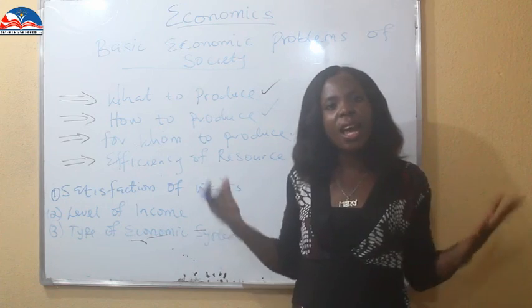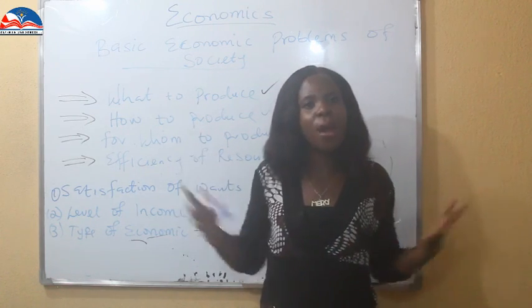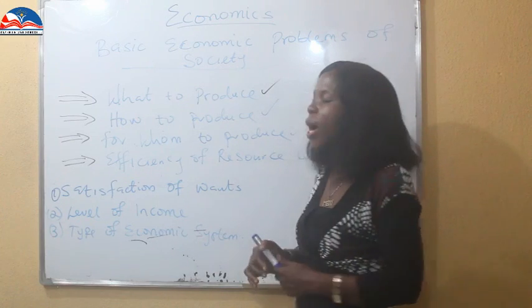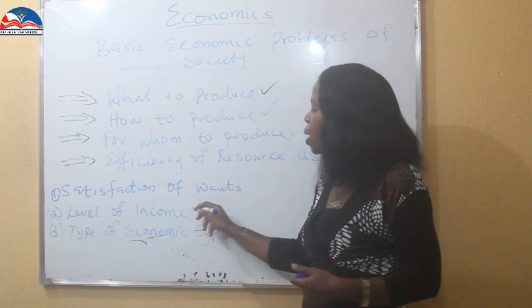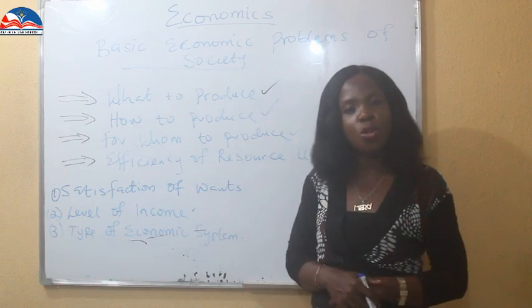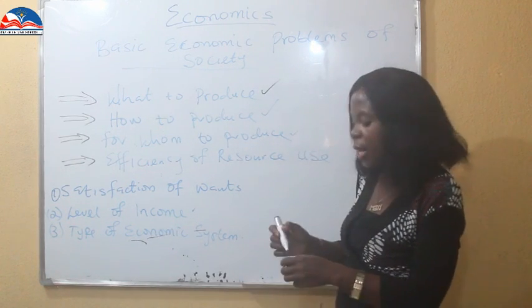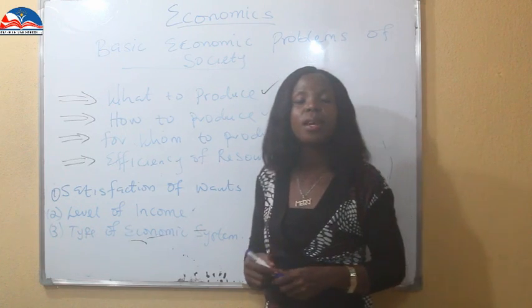So the higher their income, the higher their buying rate. The lower their income, the lower their buying rate. So look at who your customer base is and see what you want to produce for them and their income level. And then finally, type of our economy system matters.